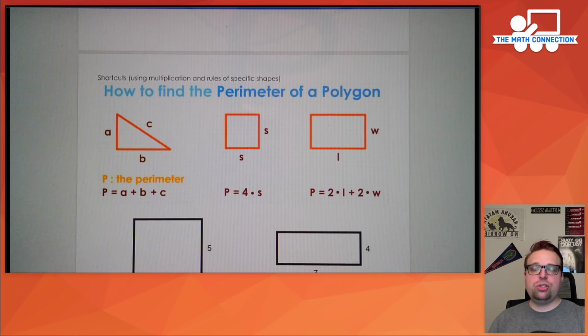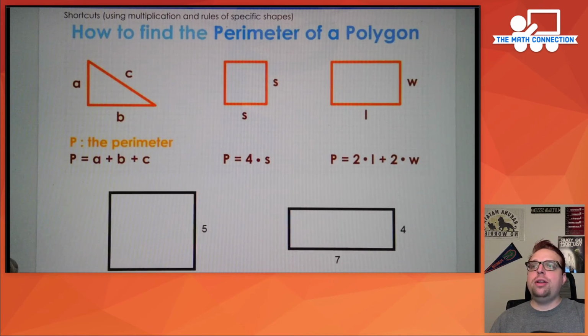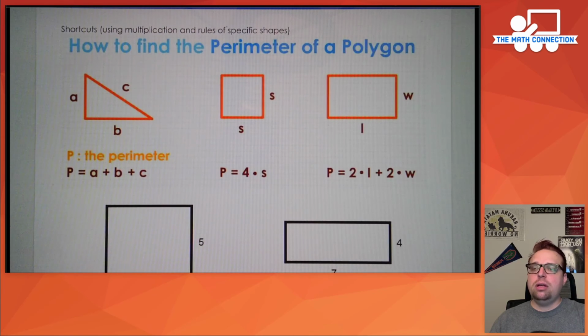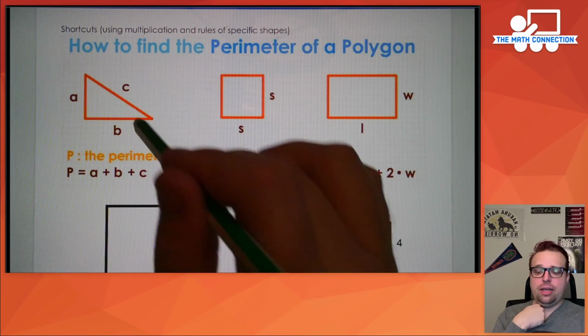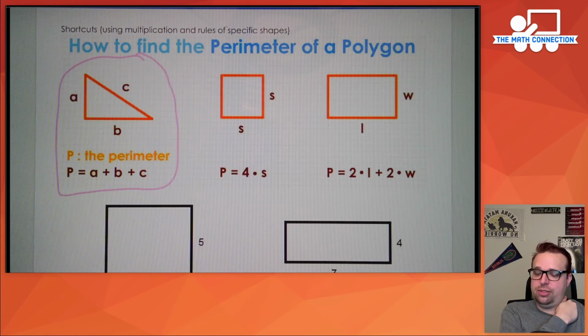So here are some shortcuts that you can follow for finding the perimeter of a polygon. When you have a triangle or some other shape that doesn't follow this conventional logic here, you would just add the sides. So that's what this example is right here. It's just a plus b plus c, which we just did.